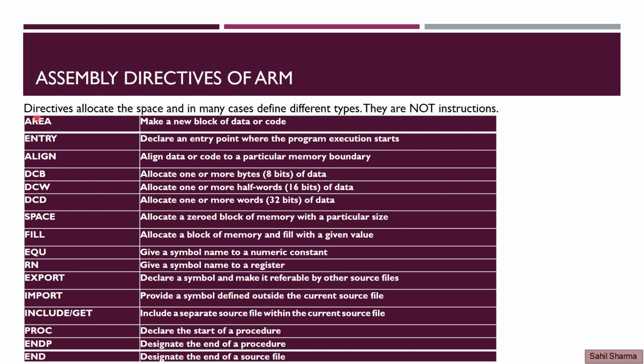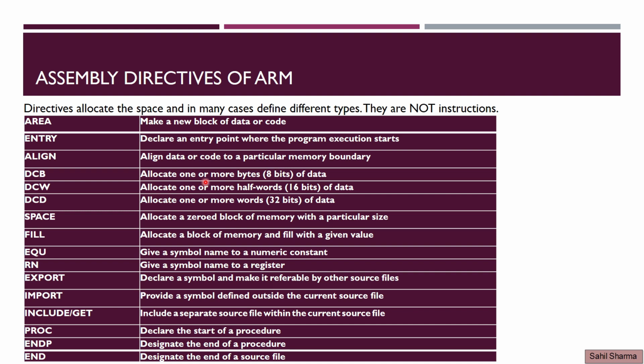What are assembly directives? The directives allocate the space and in many cases define different types. Assembly directives are not instructions. So let's see what these keywords mean. AREA helps us in making a new block of data or code. There are two types of area which can be defined in our code. One is the block of data, the other area is the block of code. ENTRY declares an entry point where the program execution starts. When the program execution starts, ENTRY is the keyword which is searched for starting of execution. ALIGN aligns the data or code to a particular memory boundary.